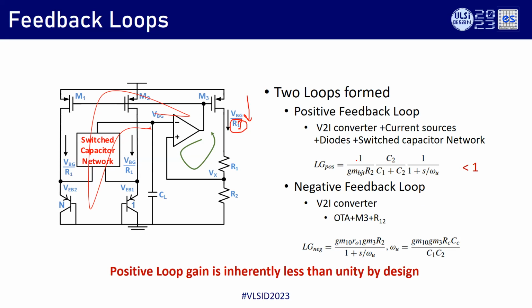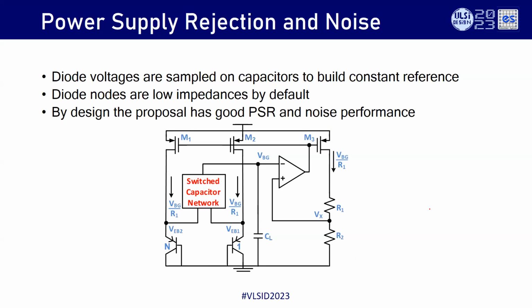So the positive feedback loop gain is far less than 1, while the negative feedback is much higher. This is similar at startup as well, which is a big advantage compared to the existing architectures. One more thing is the PSRR of this architecture is quite good, because the band gap relies on low impedance nodes, and the output is generated at a low impedance node.